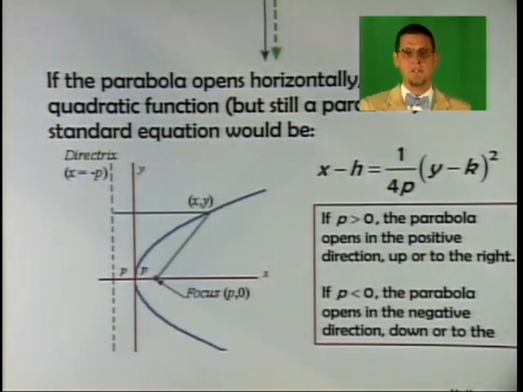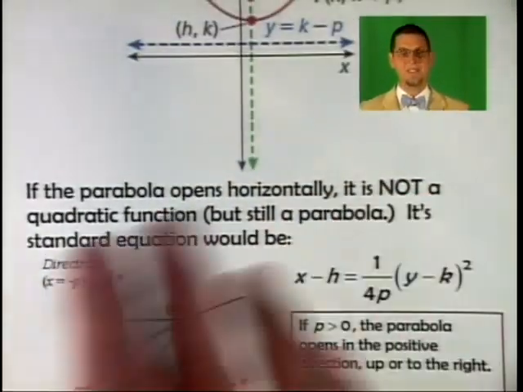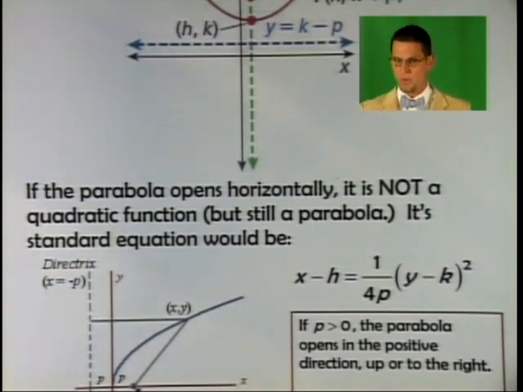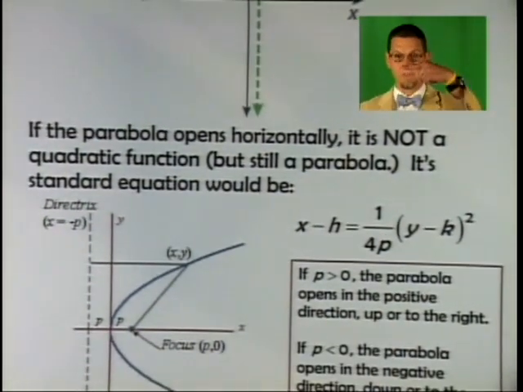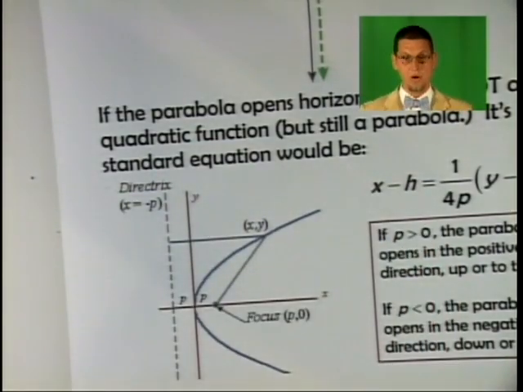So if p is positive, it opens up or to the right. If p is negative, though, it's going to open down. That's going to reflect down, or it's going to open to the left. Okay? So that's not shown here. It'll open the other way. So there you go. Positive p, positive direction. Negative p, negative direction. Got it? All right, I think we're ready to try one out here.